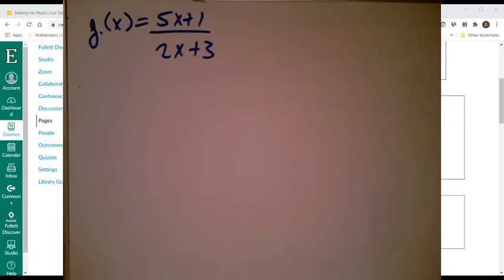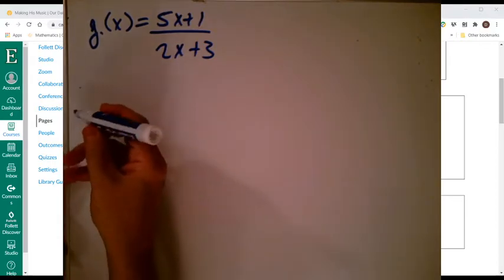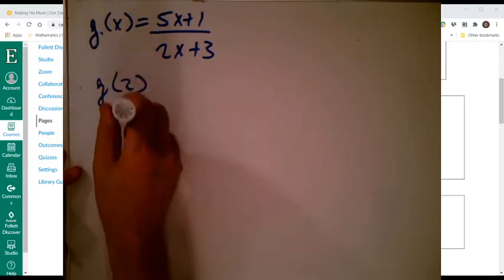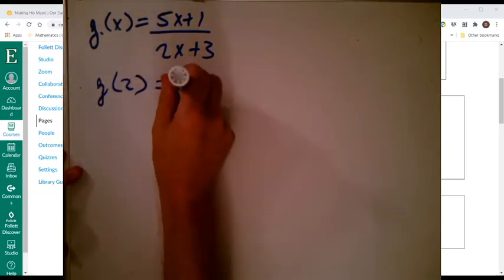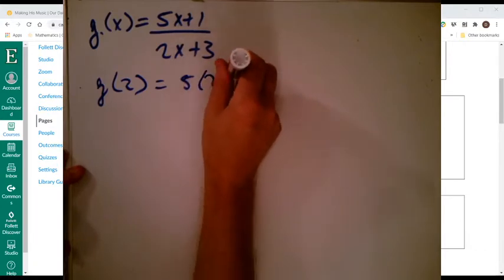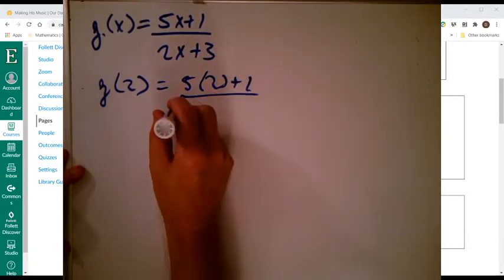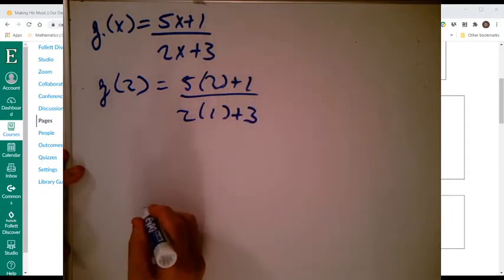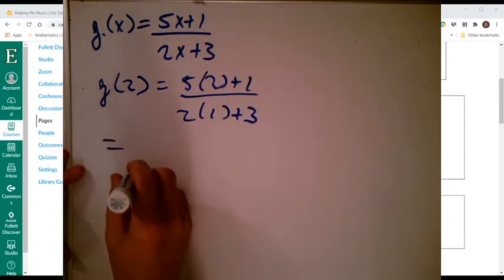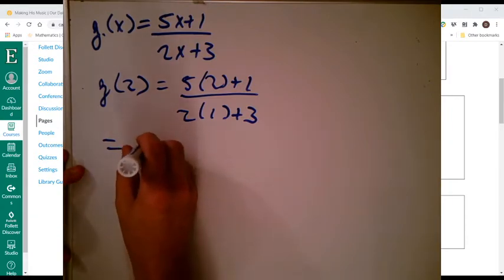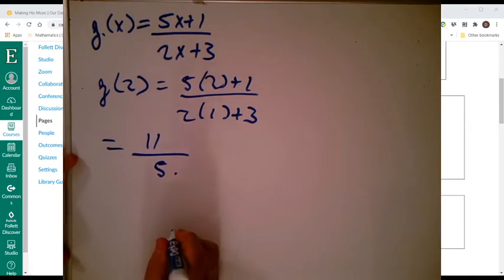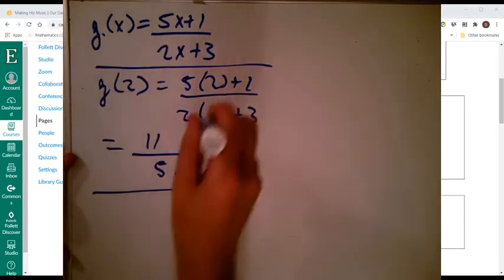Now, in the problem, the very first thing they ask us to do is to calculate g of 2. So I'm just going to put g of 2, and what are we supposed to do? We're supposed to write down 5 times 2 plus 1, over 2 times 2 plus 3. No one's going to be happy if we leave it that way, so let's fix it. That's 10, that's 11 on top, and that's going to be 5 on the bottom, and that's all we're going to be asked for that particular problem.